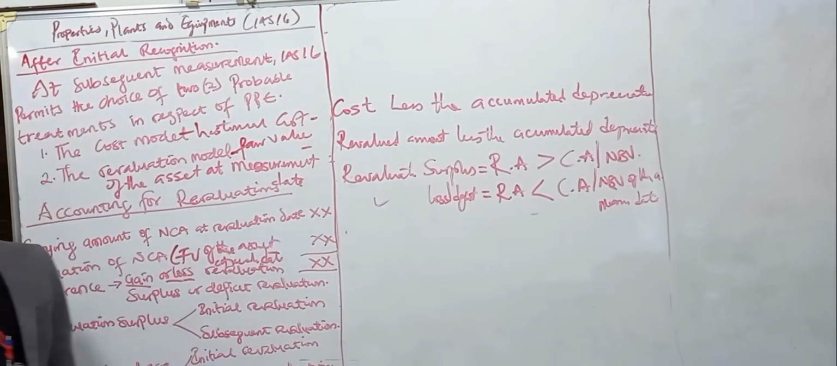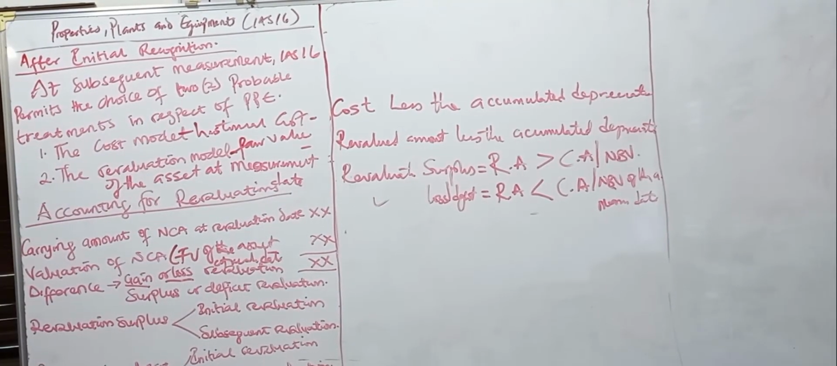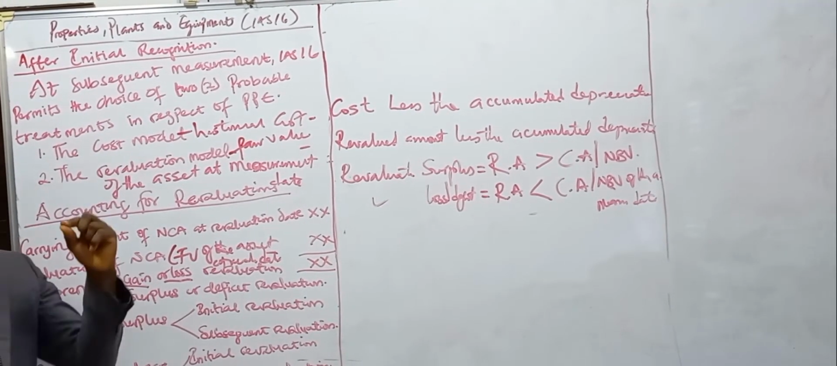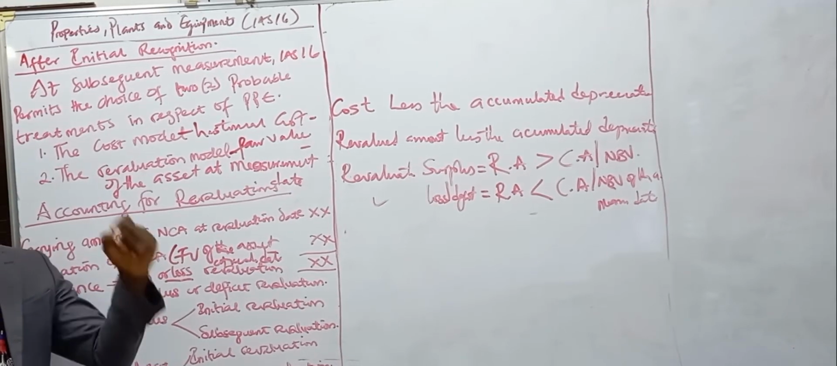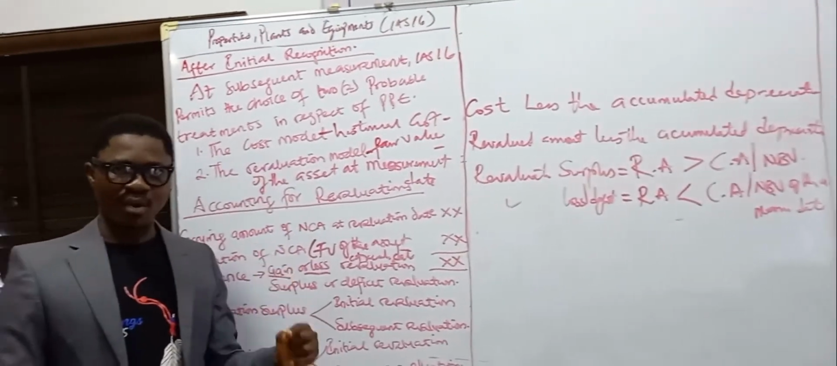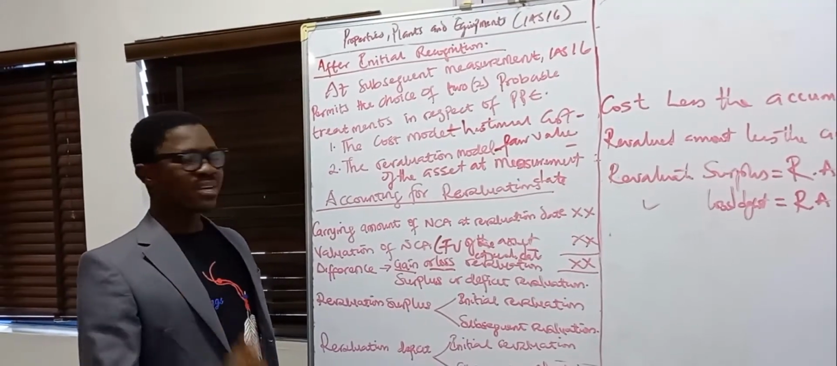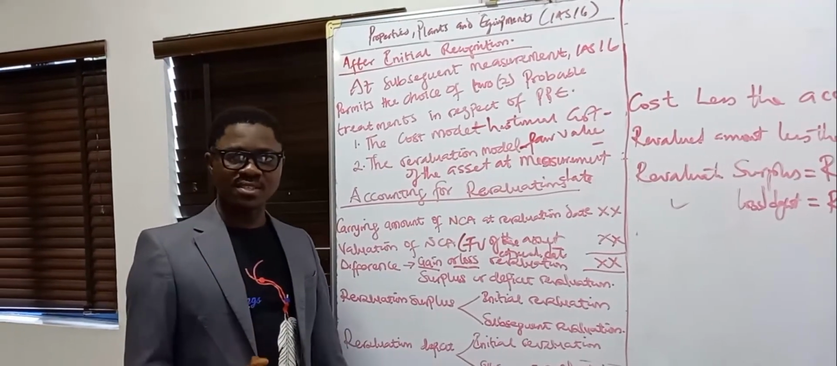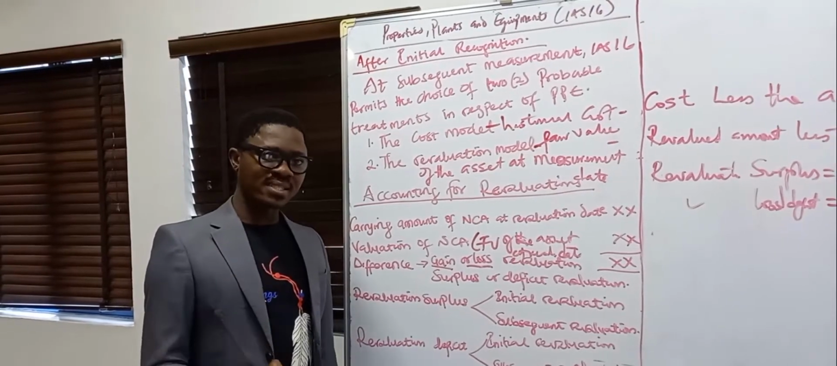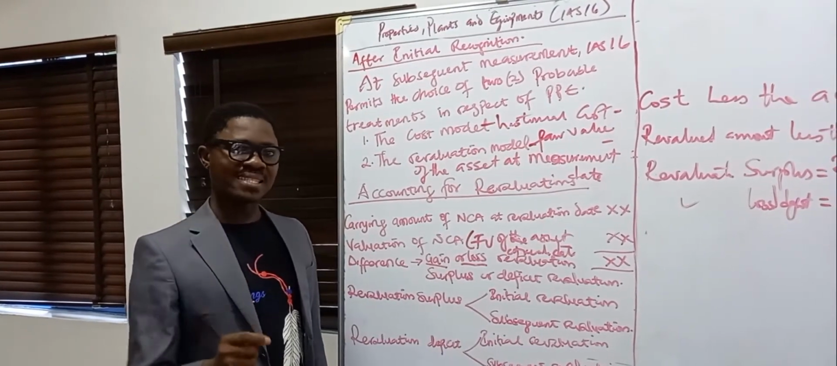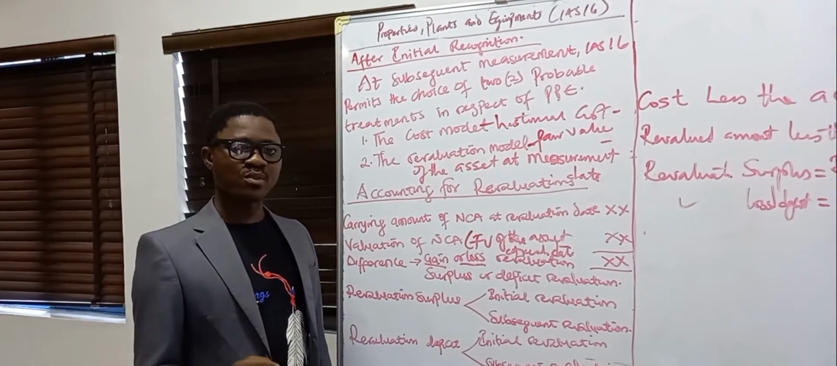For emphasis, revaluation surplus is when the revaluation amount is greater than the carrying amount or the net book value of the asset at measurement date. While revaluation loss or deficit happens when the revaluation amount is less than the carrying amount or the net book value of the asset.